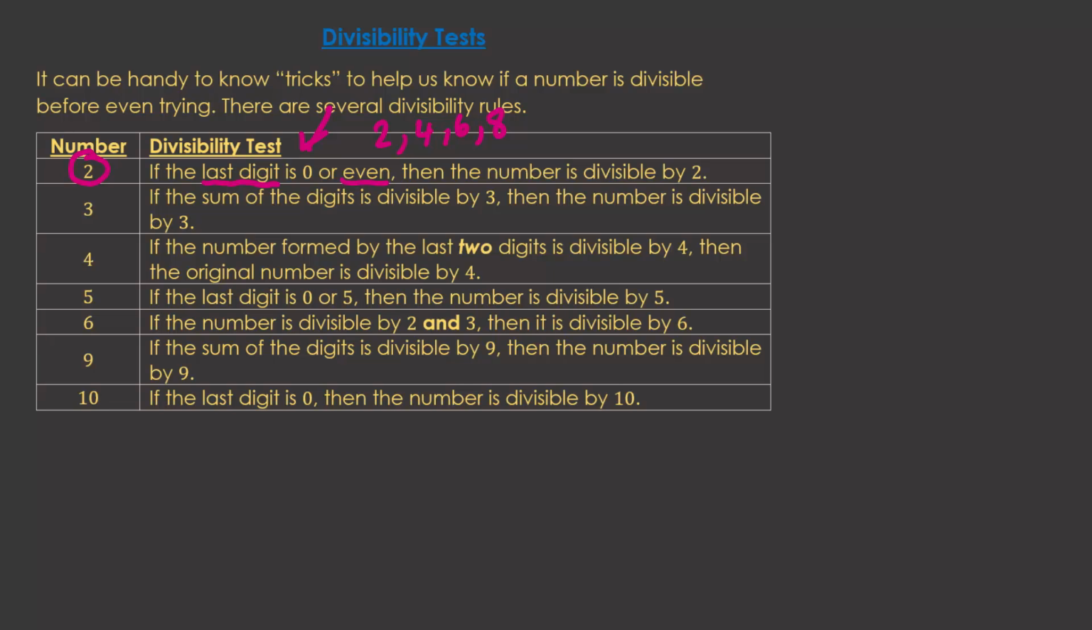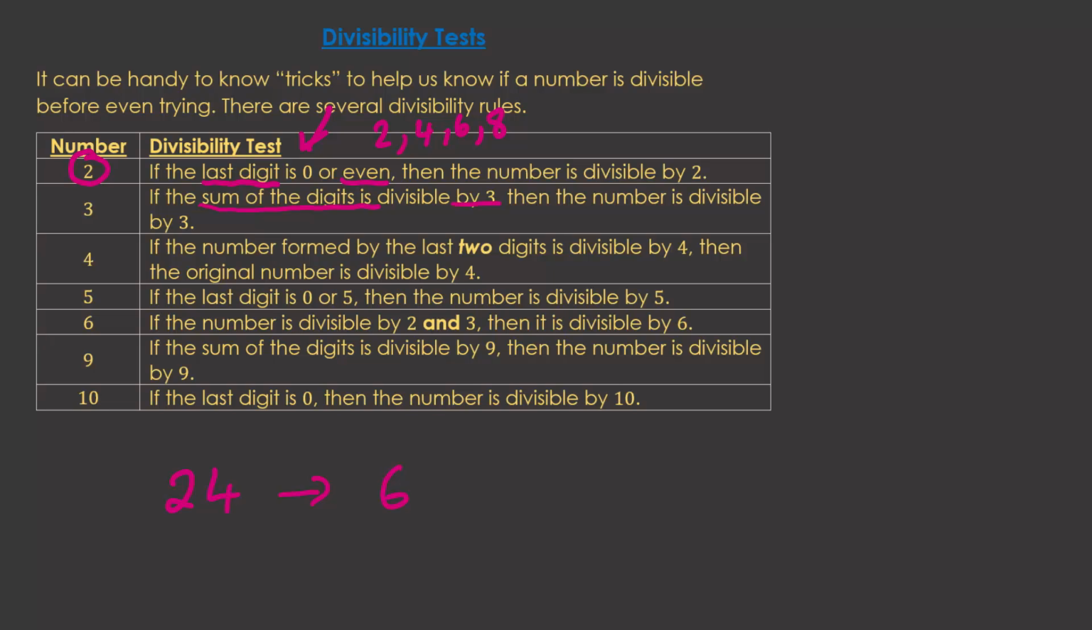The rule for 3 is more complex. It requires you to add up the digits in the number that you have and then see if that sum is divisible by 3. So the number is then divisible by 3. So for example, if you had 24, you could do 2 plus 4 is 6. You know that 6 is divisible by 3 and therefore 24 is.